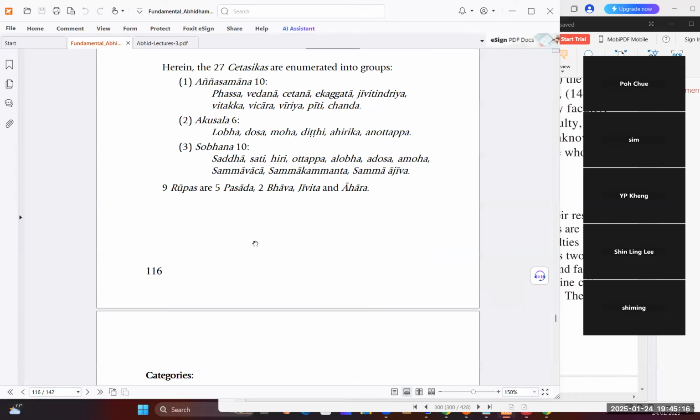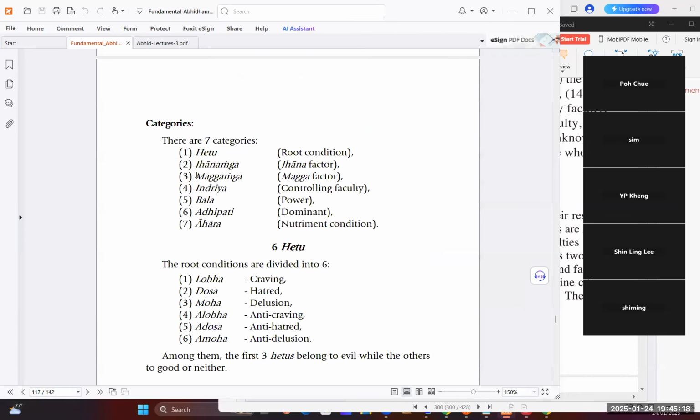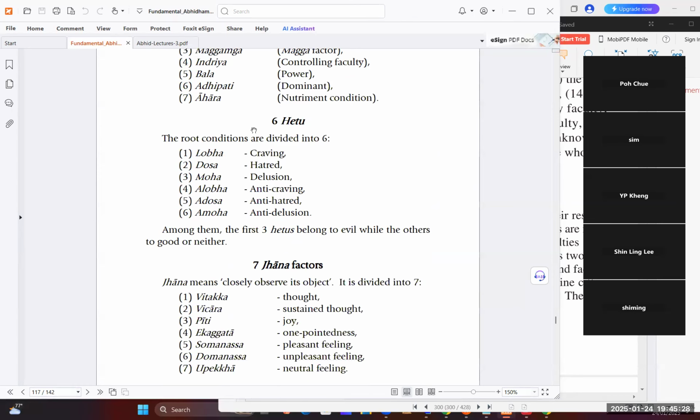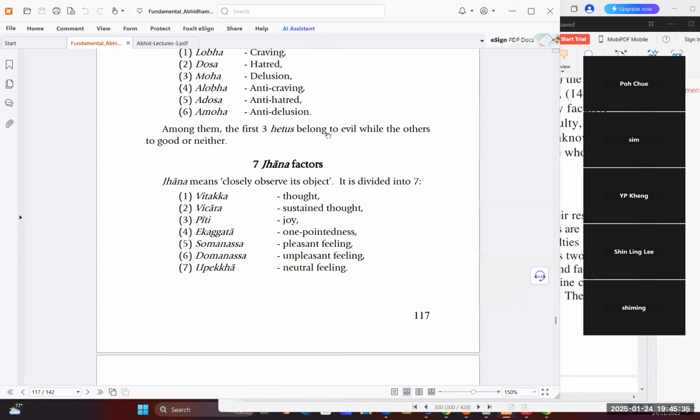All right. But basically here, no need to memorize so much, just go for understanding. The main thing is Hetu will be 3 good and 3 bad: Lobha, Dosa, Moha, Alobha, Adosa, Amoha. So at least you know the meaning of Hetu means these 6 cetasika, and the meaning of Hetu means cause or roots.